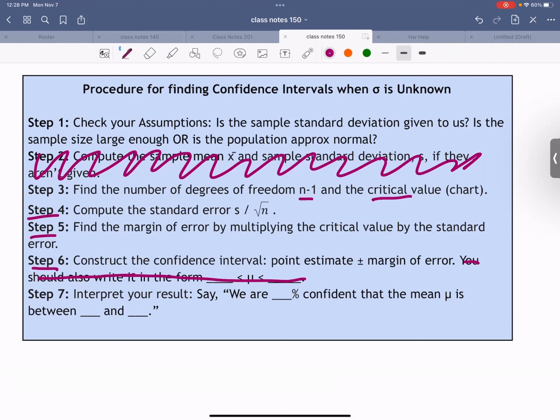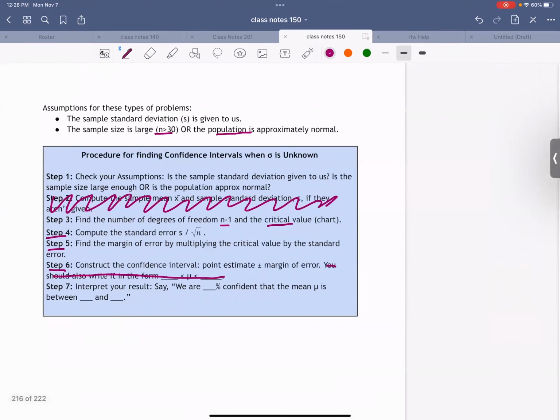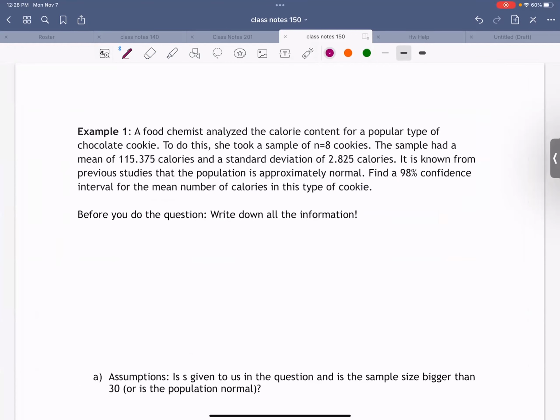So, yeah. All right, what we're gonna do is we're just gonna write down the information for the next question, then I'll let you go. Because I actually meant for us to spend more time on this one. Okay, so we have a food chemist. Food chemist is analyzing the calorie content for a popular type of cookie, okay? They took a sample of 8 cookies. The sample had a mean of 115.375, whatever, and a standard deviation of 2.825. We want to find a 98% confidence interval. Okay, here I'm not giving you a lot of symbols, so let's figure out what they mean and let's write down everything that we're given.